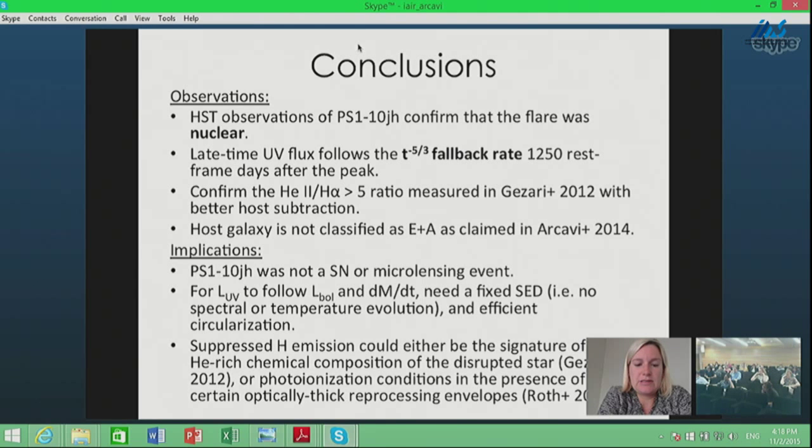But there's just recently, hot off the presses from Roth et al., some calculations which show some conditions in which you can get very extreme helium to H-alpha ratios with these optically thick reprocessing envelopes. So I look forward to learning more about that and figuring out what is the best explanation for our object. Thank you.